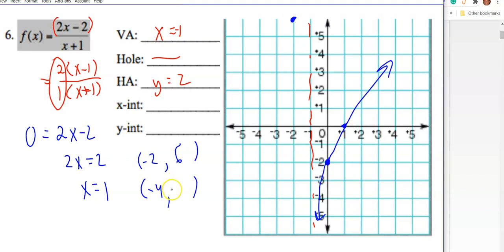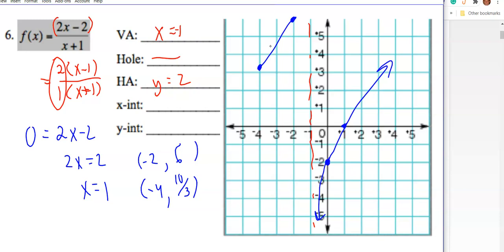-4 would be -8 minus 2 is -10 over -3, which is +10 thirds. 10 thirds is like 3 1/3. So -4, 3 1/3, right about there-ish, somewhere in that range. I know those two are connected.